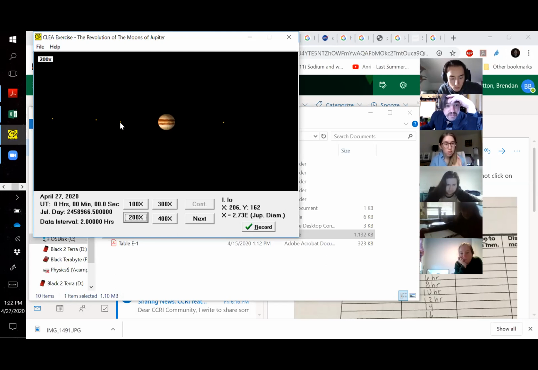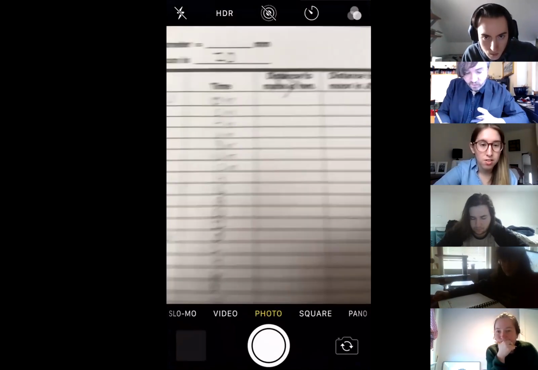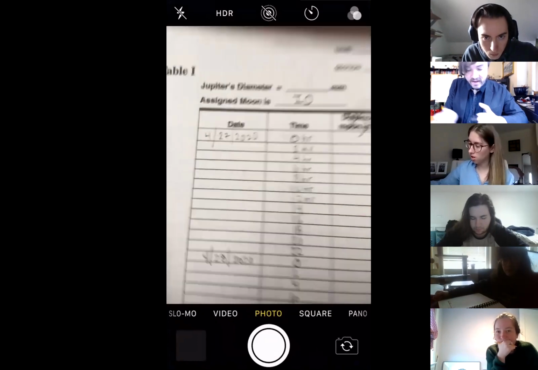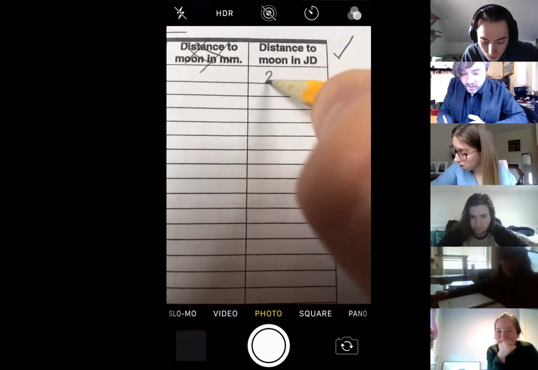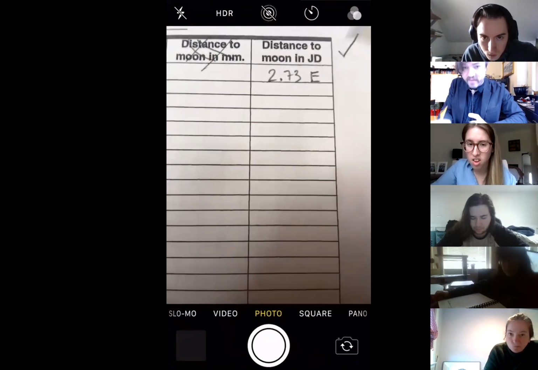It has an X position, a distance from Jupiter of 2.73 Jupiter diameters east. Before we move on, we want to record that. So 2.73 east. This is going to get tedious to go back and forth. Our first measurement is at a time of 0 hours, 2.73 Jupiter diameters. We have to record east or west.